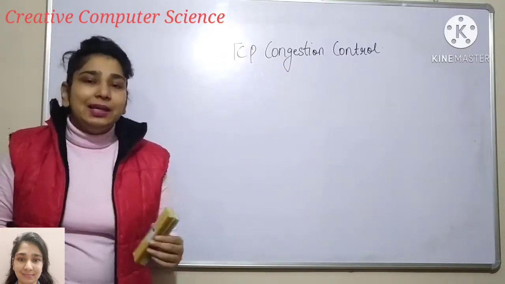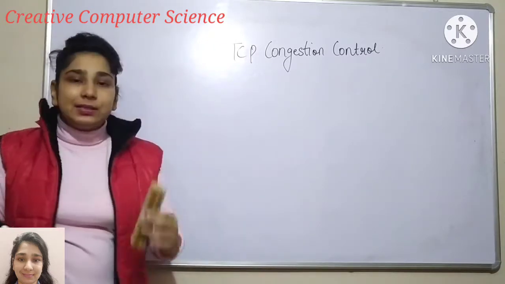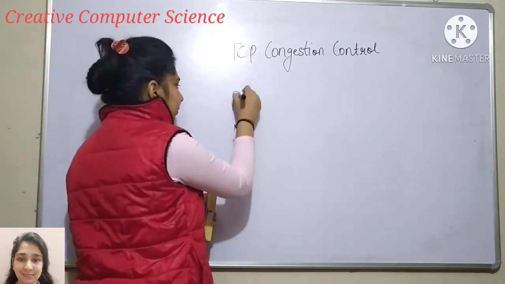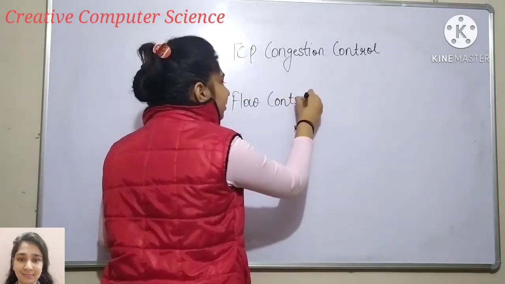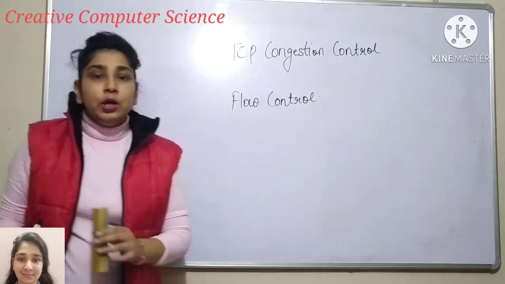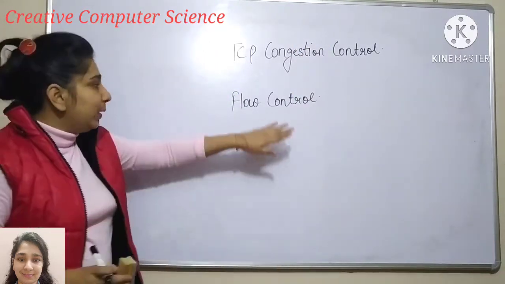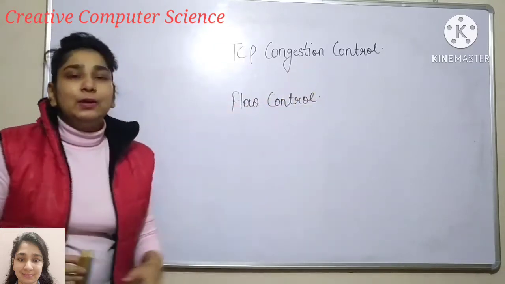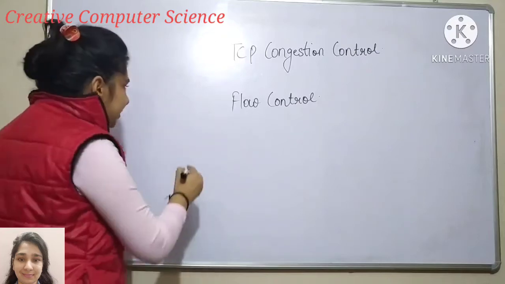In the data link layer, when we were studying the data link layer, we discussed flow control. So firstly, let's discuss what is the difference between flow control and congestion control. So what does flow control say?